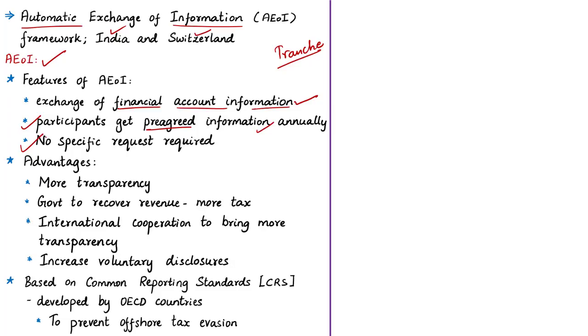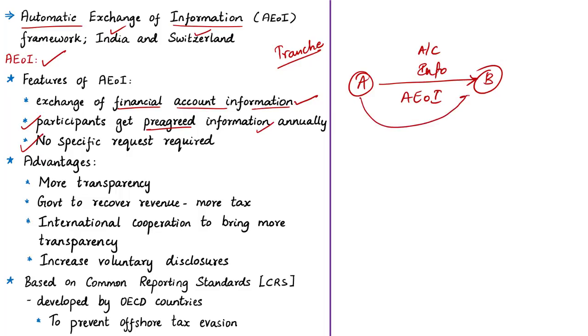Assume there are two countries. One is country A and one is country B. These two countries have signed an AEOI agreement. Then every year, country A will provide the financial account information of account holders from country B, those who have accounts in country A. Country A will provide the information to the tax authorities belonging to country B without any specific request. So we can simply say that this agreement allows countries to share account details within themselves.